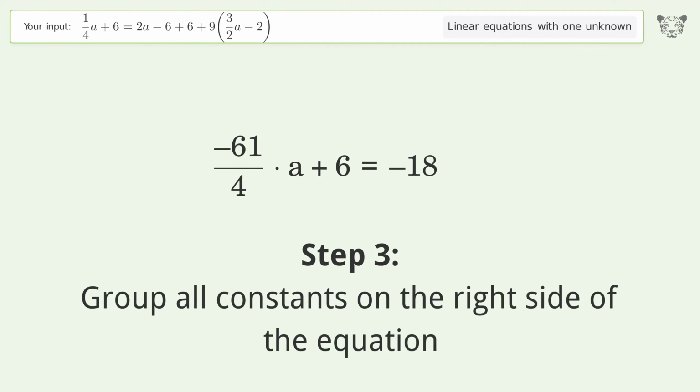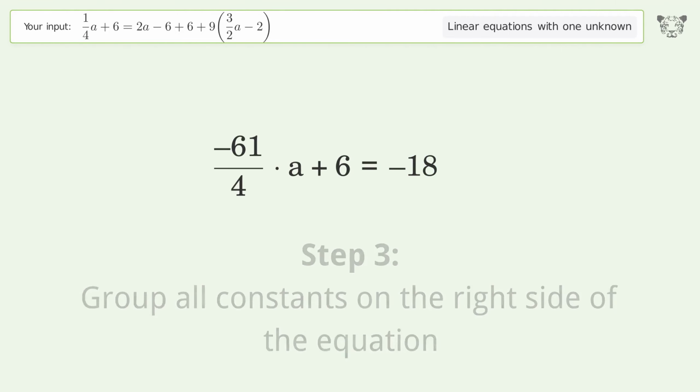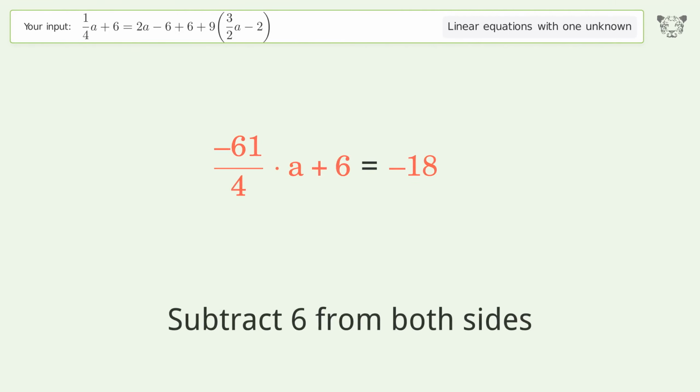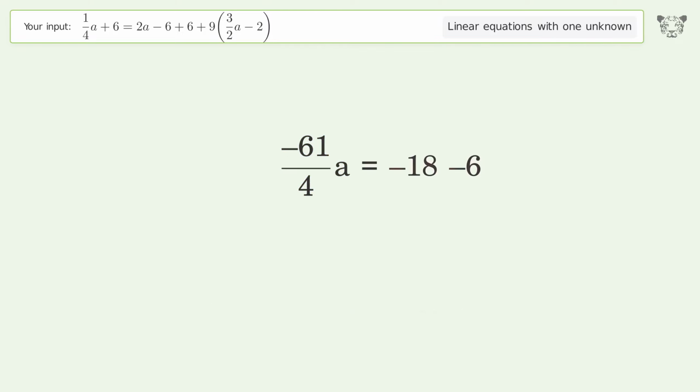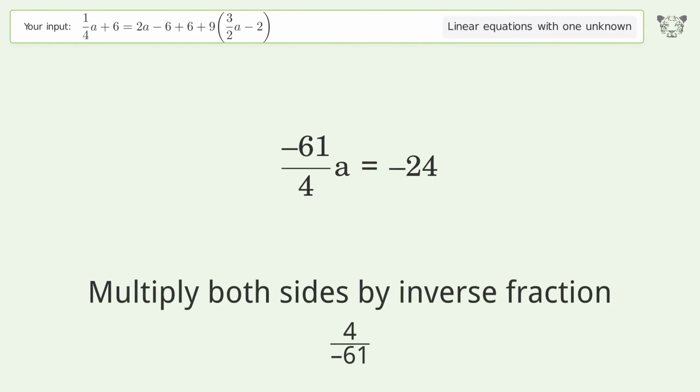Group all constants on the right side of the equation. Subtract 6 from both sides. Simplify the arithmetic. Isolate the a. Multiply both sides by inverse fraction 4/61.